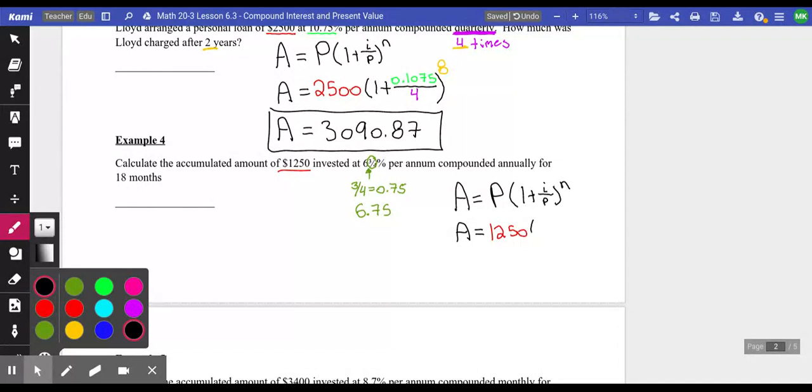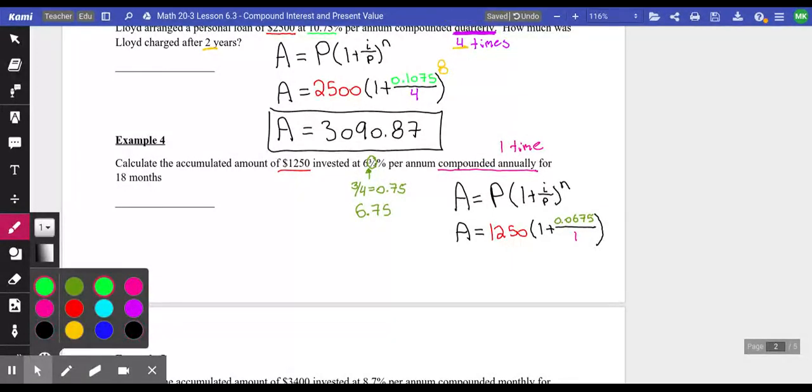I then go 1 plus my interest rate, which we just found, is 0.0675. Remember to divide it by 100, right? Divided by little p, the number of times you're charged a year. It says compounded annually. Annually means 1 time a year. So it's divided by 1. All to the power of how many times you're going to be charged total.